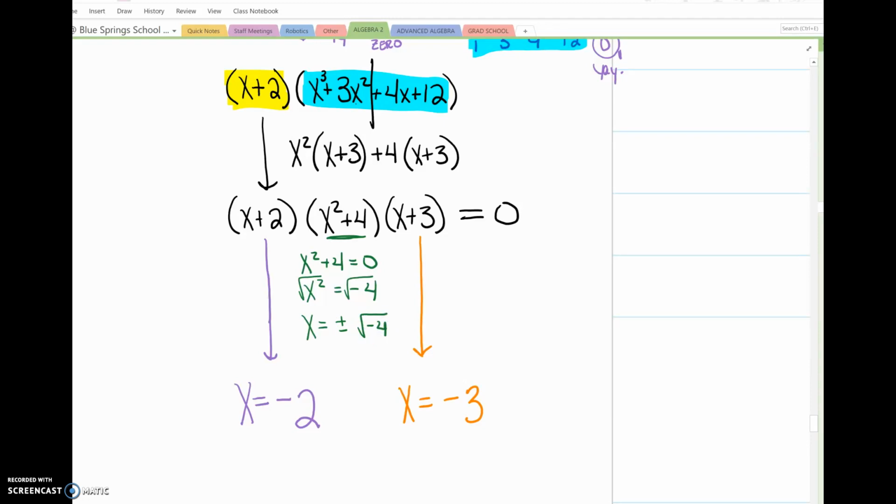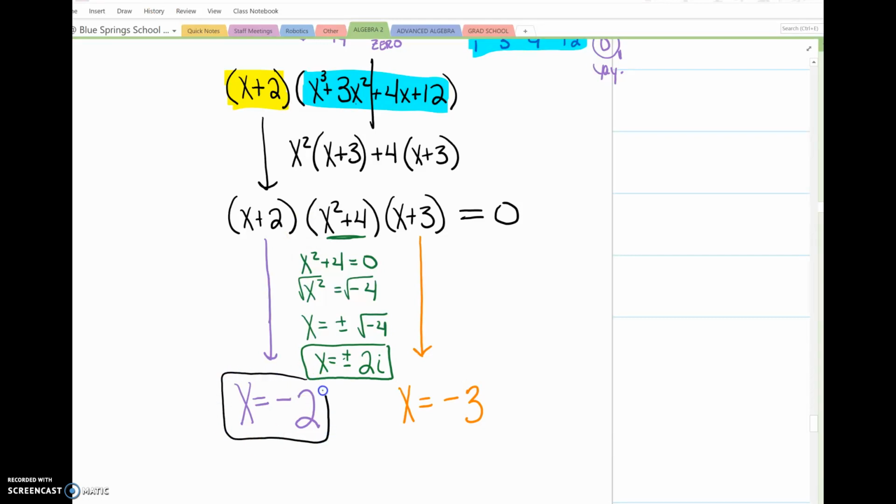What is the square root of -4? It involves i because there's a negative. The square root of the negative is going to be the i. What's the square root of +4? 2. So x is going to equal positive or negative 2i.